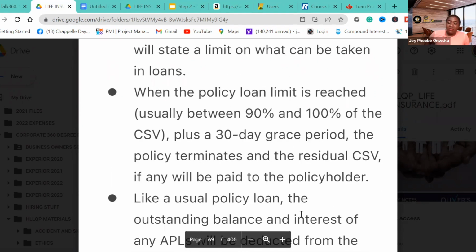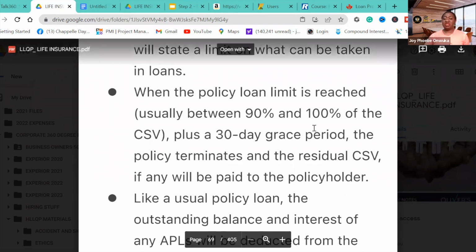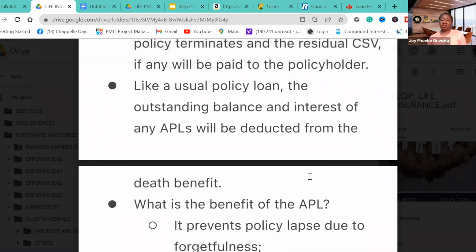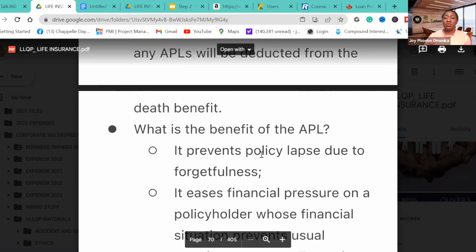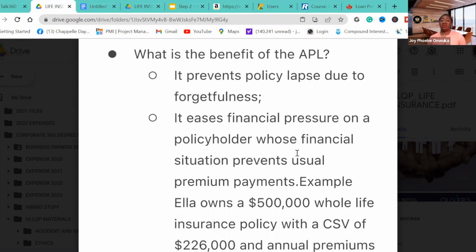Okay? Now, when the policy loan limit is reached, usually between 90% and 100% of the cash surrender value, plus a 30-day grace period, the policy terminates and the residual cash surrender value, if any, will be paid to the policyholder. Like a usual policy loan, the outstanding balance and interest of any automatic policy loans will be deducted from the death benefit. What is the benefit of automatic policy loan? Well, here are the benefits. Number one, it prevents policies from lapsing due to forgetfulness. Okay? Now, number 2, it eases financial pressure on the policyholder whose financial situation prevents usual premium payments.